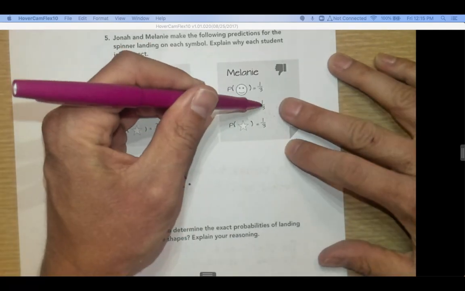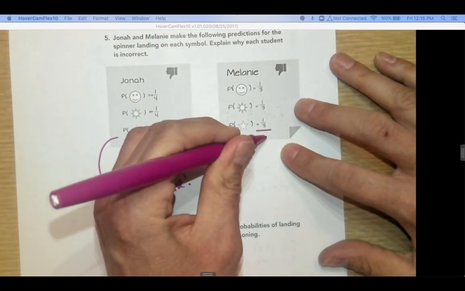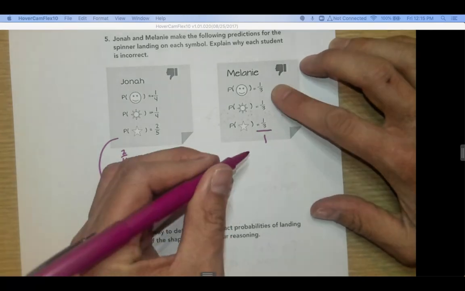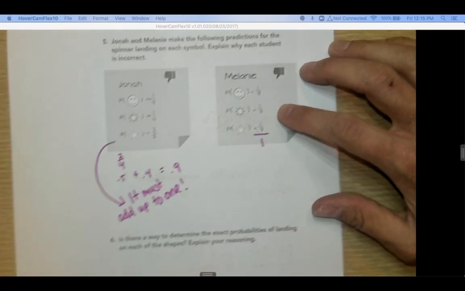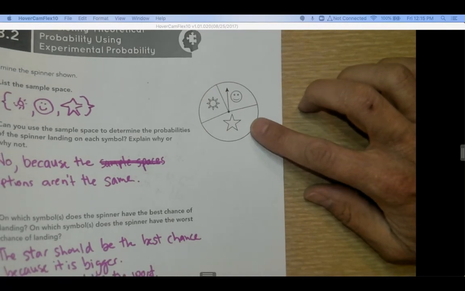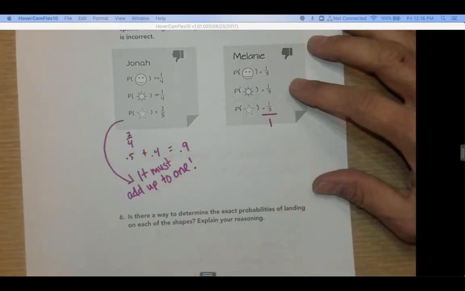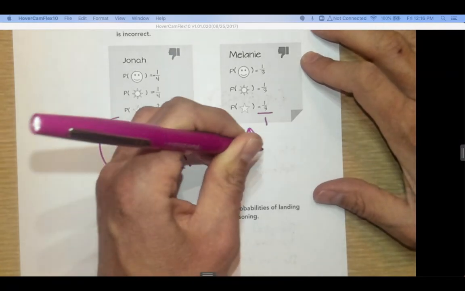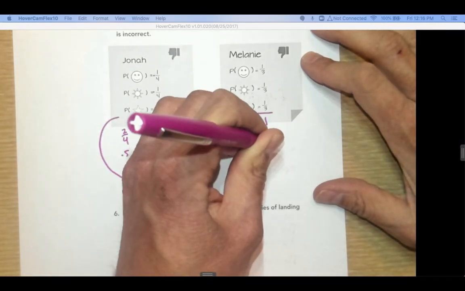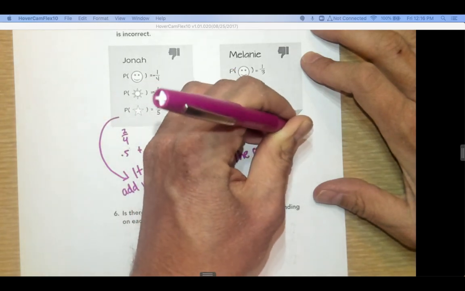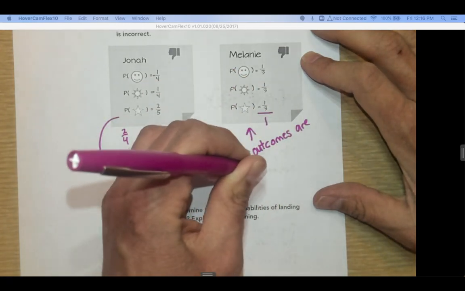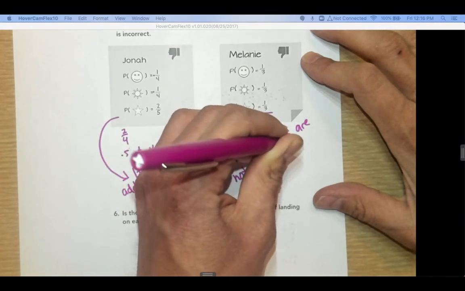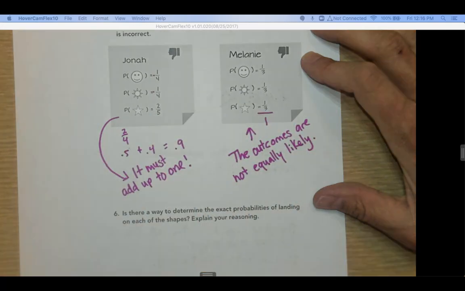Melanie, 1/3 plus 1/3 plus 1/3 is 1. Well, that's good, but we were just looking at that. There was no chance. We knew that they're not the same. They don't have the same probabilities. So this is way wrong too. The outcomes are not equally likely. Okay.